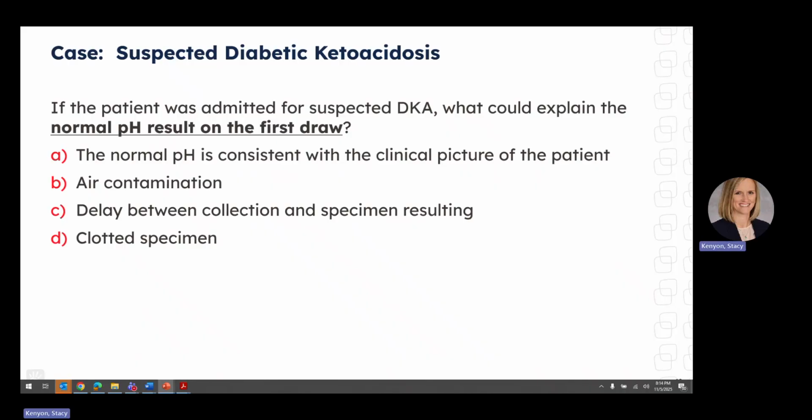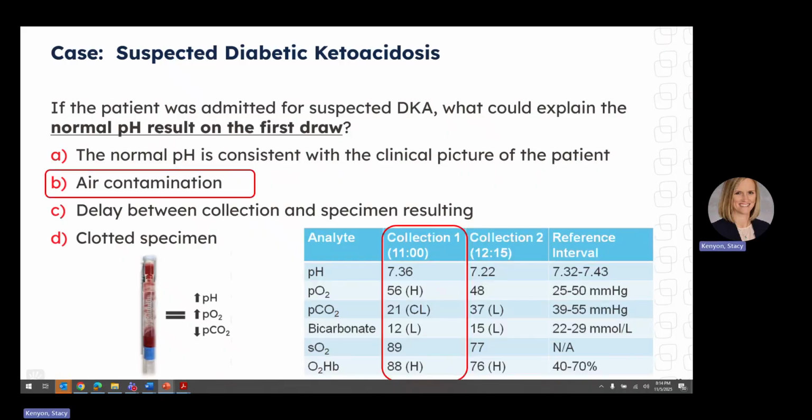Based on the pre-analytical variables that we discussed in the earlier slides, the discrepancy is likely the result of air contamination of that first specimen, as that second specimen that was collected approximately 1 hour later is actually more consistent with the clinical picture of the patient, which was diabetic ketoacidosis.